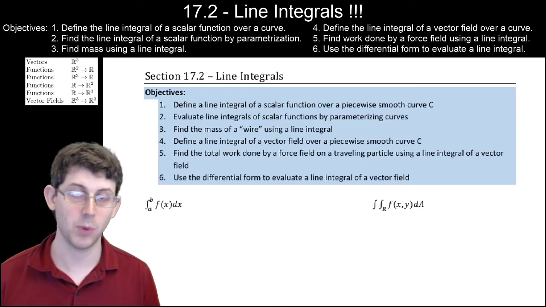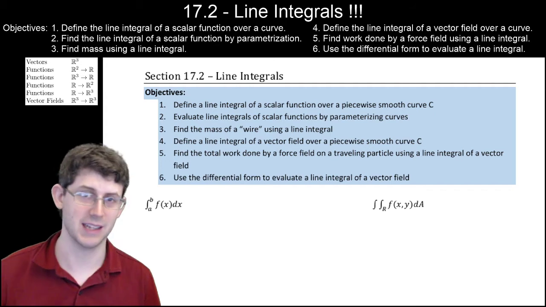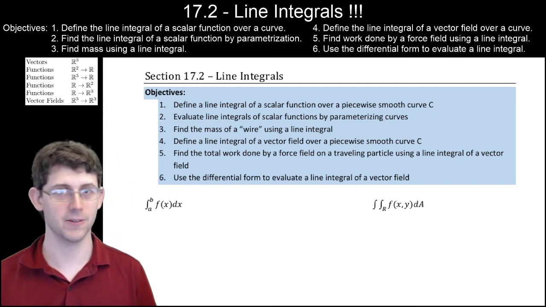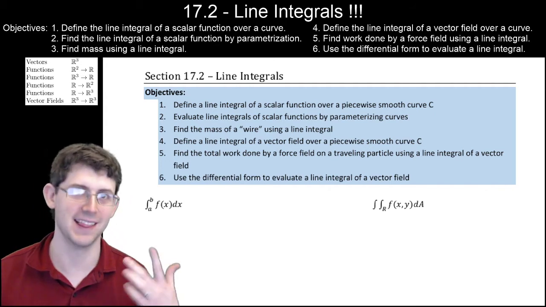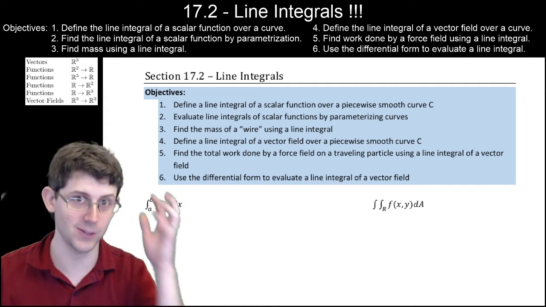This is section 17.2 on line integrals. I added another exclamation point to the title. I guess I'm just going to do that for the whole rest of chapter 17 because you've done a lot of work to get this far in calculus and you just need to know that this is awesome.